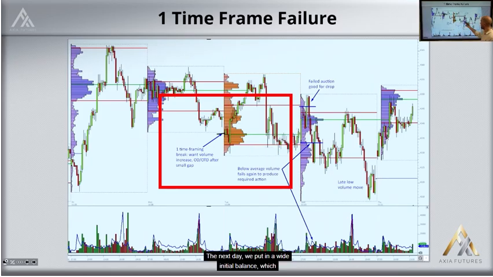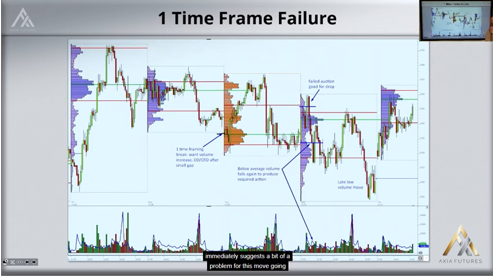The next day, we put in a wide initial balance, which immediately suggests a bit of a problem for this move going lower. And even on the break of the initial balance down, on the back of a failed auction, it's low volume. This again is not an indication of people being forced out of position. And so whilst yes, it does go once again late on in the day, this is all done on low volume again. This is where the doubts come in.